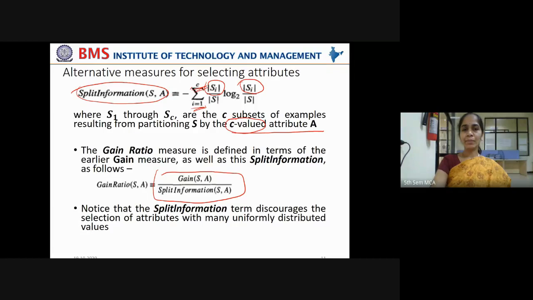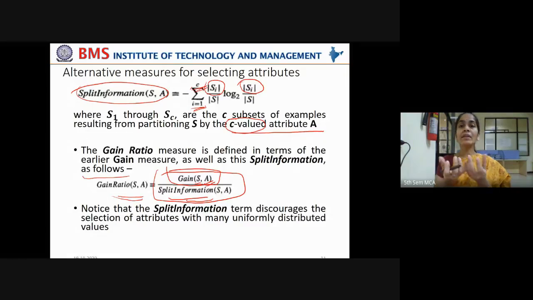Now, how does this play an important role in understanding the information gain? The gain ratio measure is defined in terms of the earlier gain measure as well as the split information as follows. Gain of S of A, you know how to calculate, right? What is the information gain of the training example set by taking attribute A as the split point? You know how to calculate this from your previous topic, information gain of S of A. But this has to be now divided by the split information also.